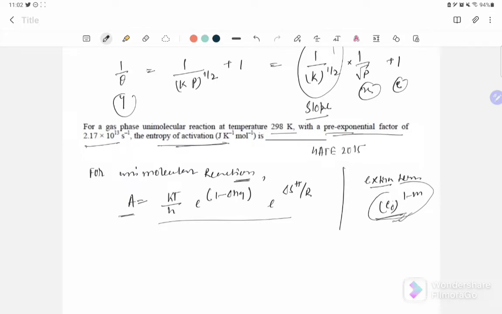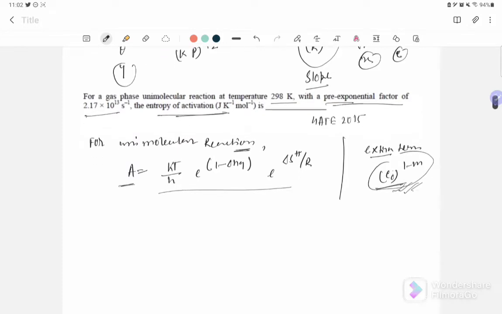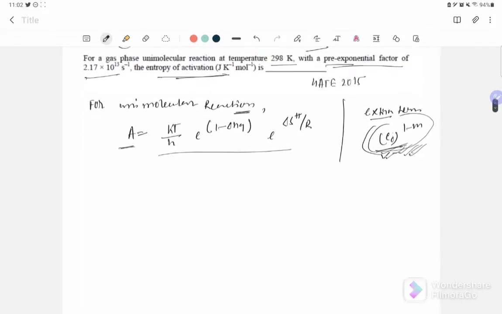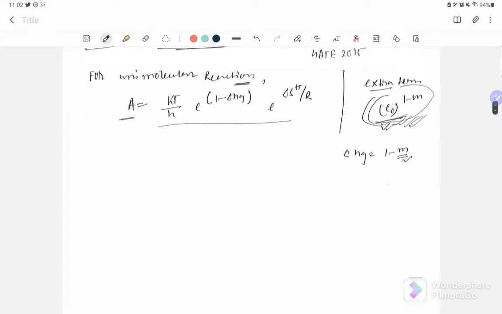So to maintain the unit, we multiply the whole term with c0 to the power 1 minus m. It is the standard concentration. Here Δng is 1 minus m, where m is the molecularity. Here it is unimolecular, so 1 minus 1 will be 0, and e to the power 1 minus Δng is e to the power 0, which is 1, so this part will be 1.